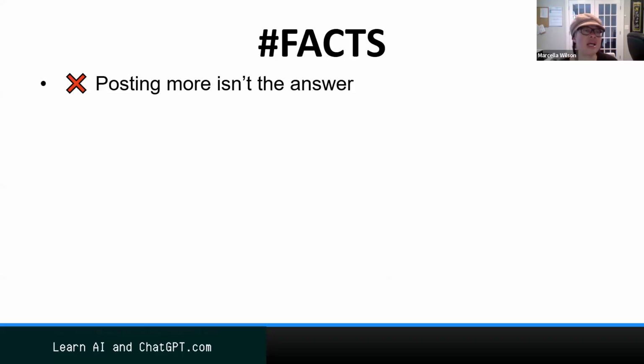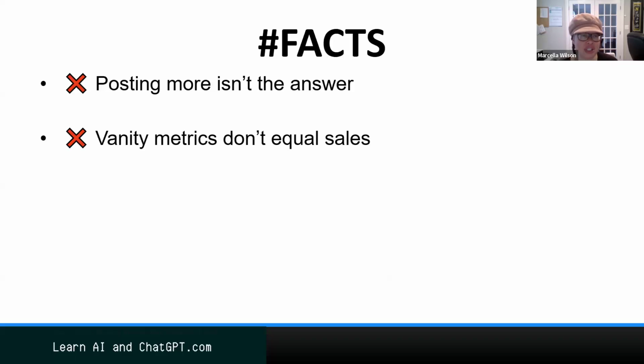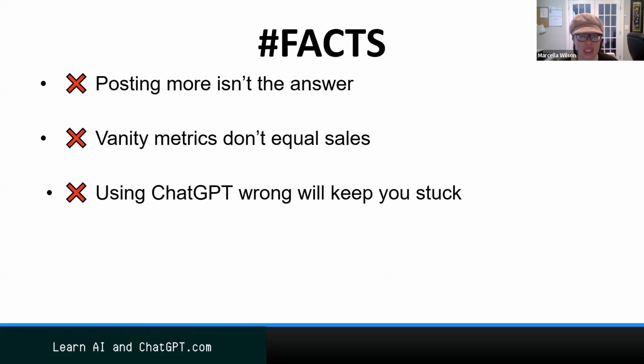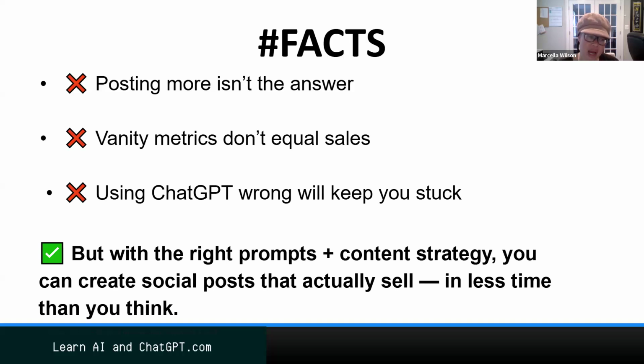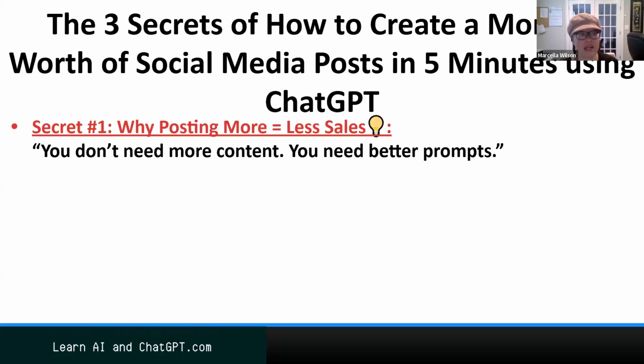Here's what we've learned today. Posting more is not the answer. I don't care about engagement. I don't care about likes. I don't care about vanity metrics, right? And using ChatGPT wrong will definitely keep you stuck. You have to learn how to prompt correctly. But with the right prompts and the right content strategy, you can create social media posts that actually sell in less time than you think, right?